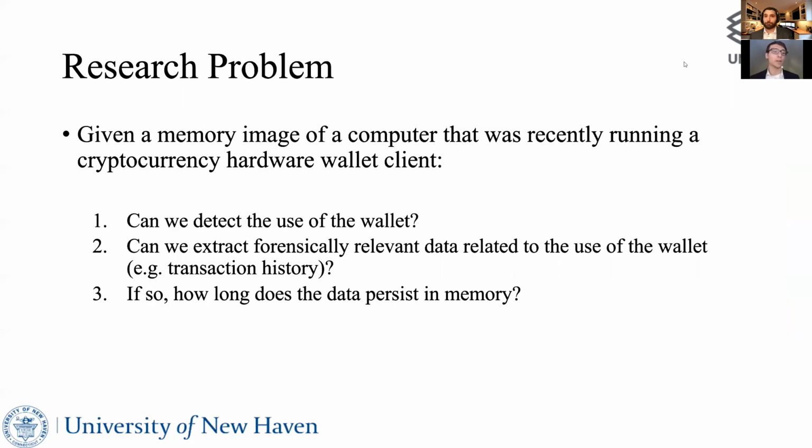So to begin with, the series of questions that inspired this research centers around a scenario in which you're given a memory image of a computer that was recently running a cryptocurrency hardware wallet client. Now, with this memory image, can we detect the use of the client, of the wallet? Can we extract forensically relevant data related to the use of the wallet, such as the transaction history, public keys, wallet addresses, or other potentially de-anonymizing data? And if so, how long do those artifacts persist in memory, and how do they change over time?